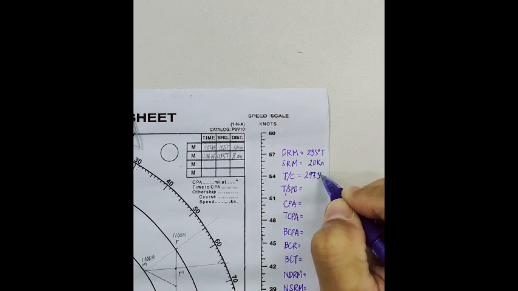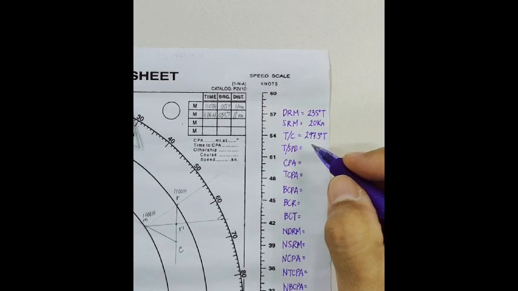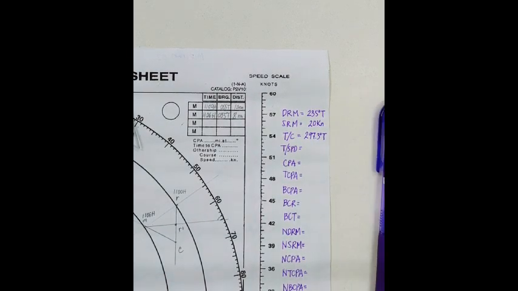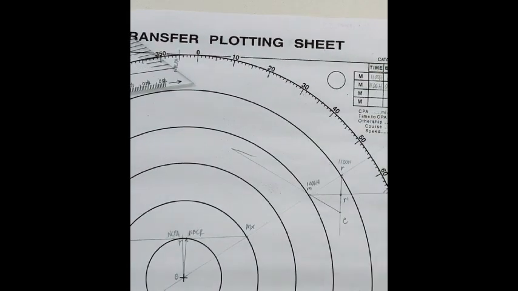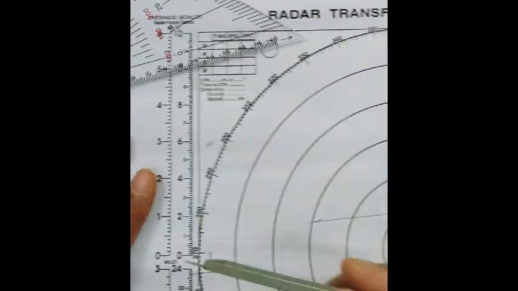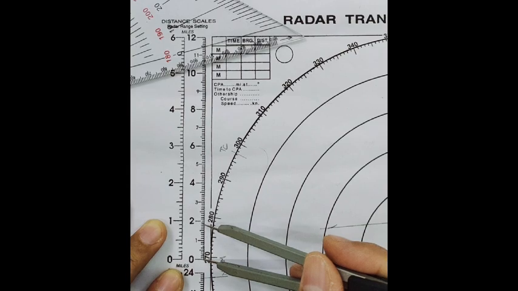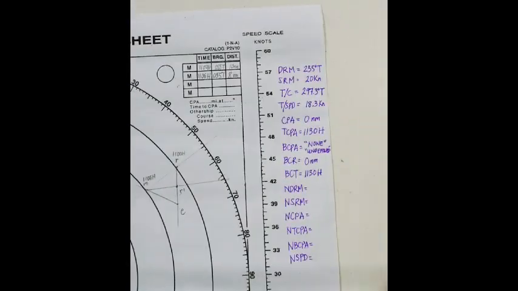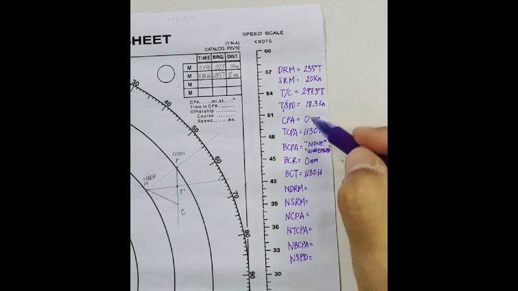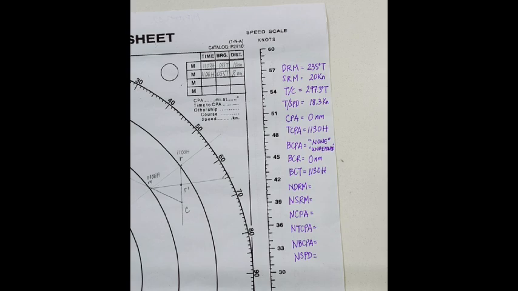Then the true course as measured is 297.5. Then the target speed is 18.3 knots. Now the CPA, because it is passing in your own position, which is a collision course, then that is 0 nautical miles. Then the TCPA, you do not need to measure this one.